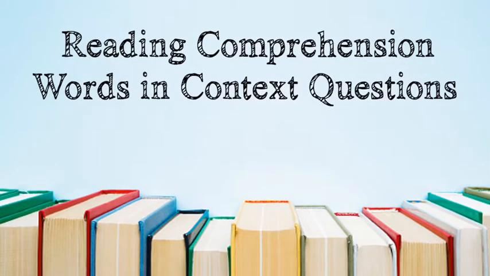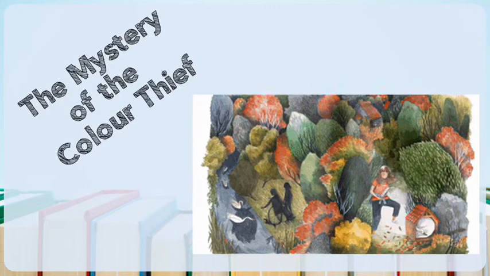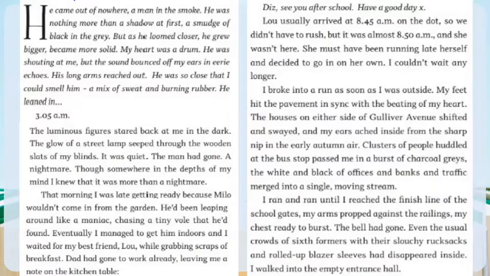Hi everybody, welcome back. So today's reading session is a reading comprehension text focusing on answering questions called words in context questions. They're a specific type of question that you see quite a lot in comprehension papers, particularly in Year 6, which is asking you to focus mainly on the words, why they have been used, and other words that mean similar things. So in this one we're going to look at The Mystery of the Colour Thief, which is a fantastic book. We're just going to look at a little snippet from that text.